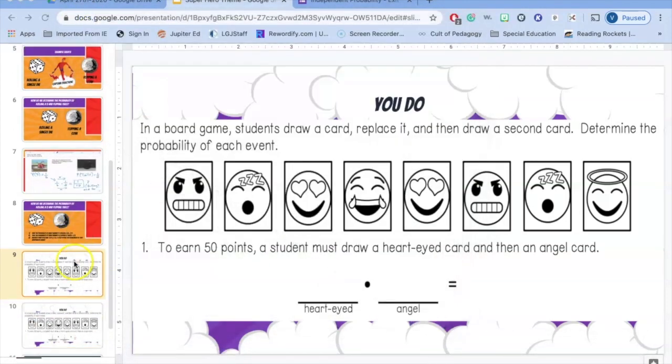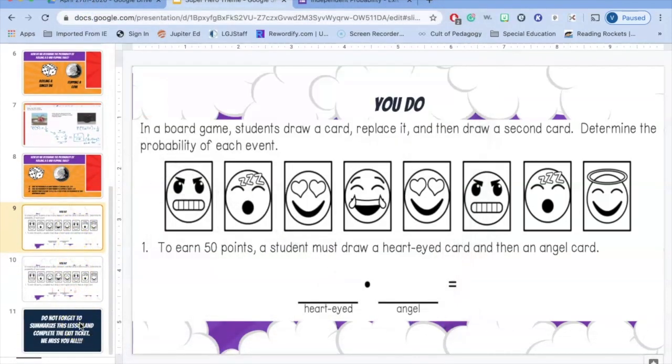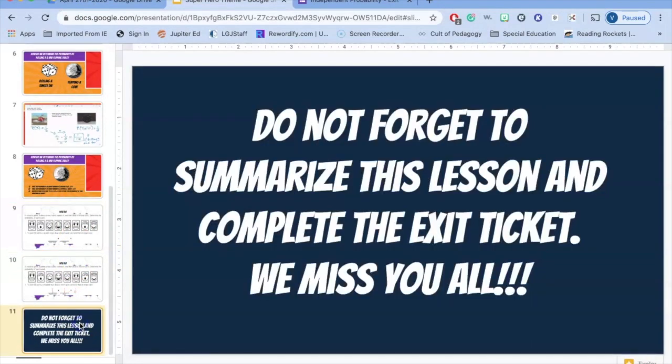Great. Now, with that being said, I would like for you guys to make sure not to forget to summarize this lesson and complete the exit ticket. The exit ticket will be in a separate Google Classroom assignment.